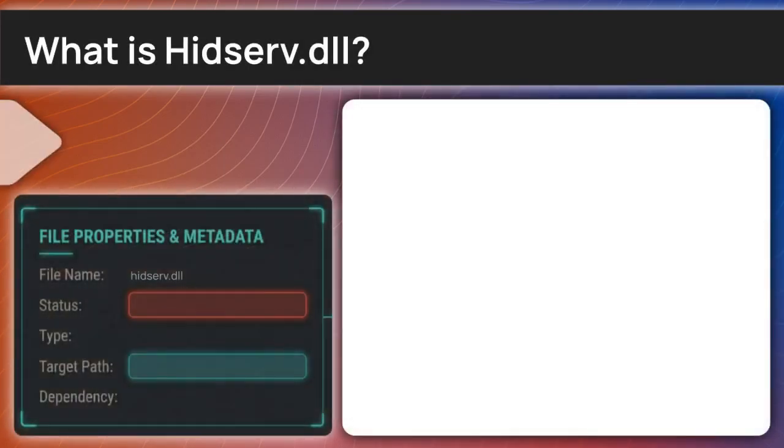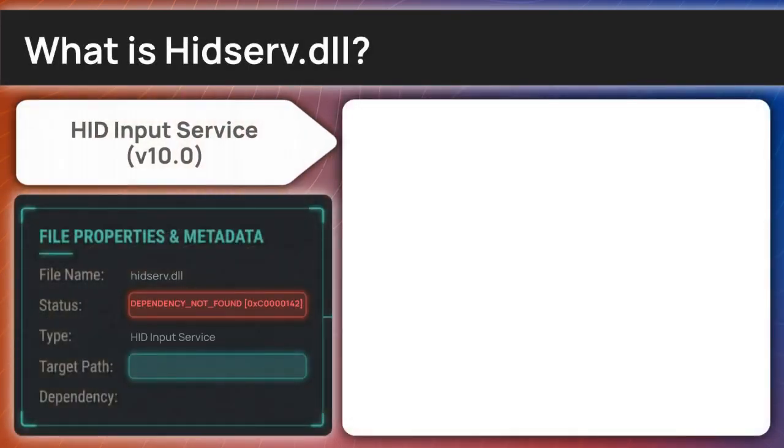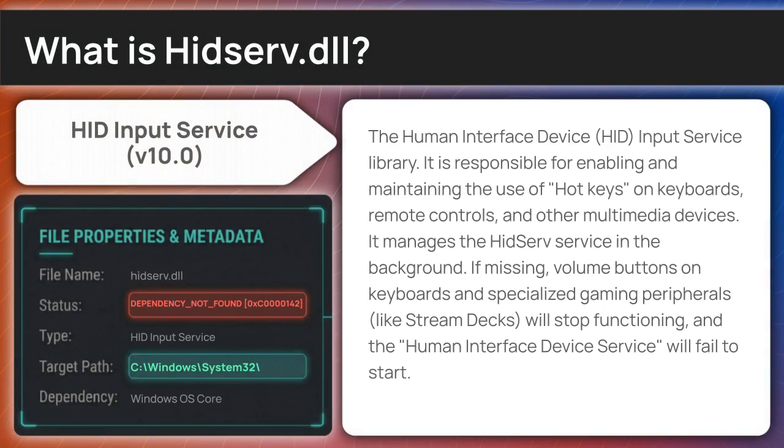This is the Human Interface Device Access Service, the Human Interface Device HID Input Service Library. It is responsible for enabling and maintaining the use of hotkeys on keyboards, remote controls, and other multimedia devices. It manages the Hidserv service in the background. If missing, volume buttons on keyboards and specialized gaming peripherals, like Stream Decks, will stop functioning, and the Human Interface Device service will fail to start.